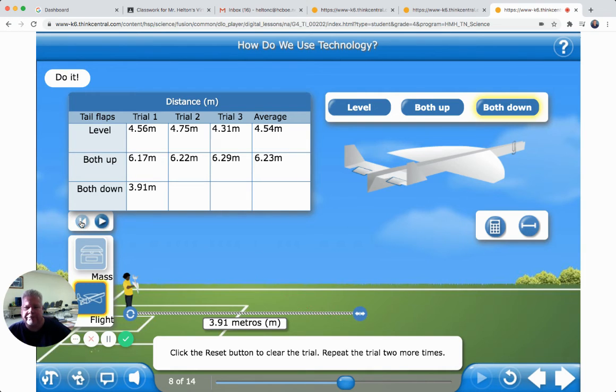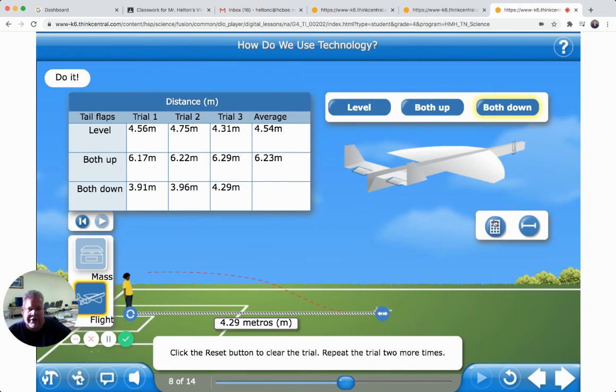Try it again. Yeah, this isn't working too good, is it? Well, it's not that far. Maybe just a little bit farther. 3.96 meters. One last time. Oh, it went just a little bit farther. All right, 4.29 meters.